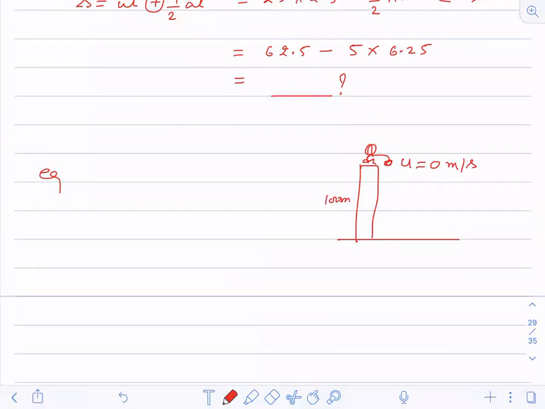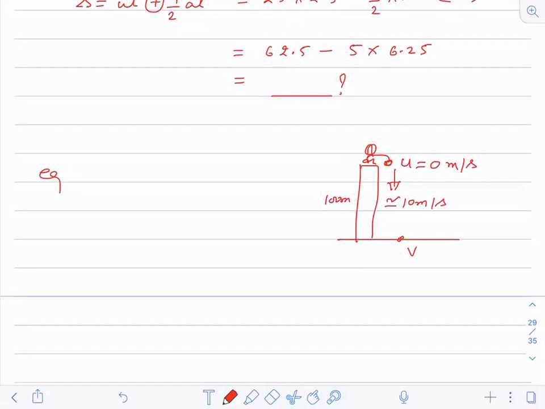We have to calculate the velocity over here. Understood? So what is the acceleration due to gravity now? 9.8. Okay, I'm taking this as 10 meters per second squared.